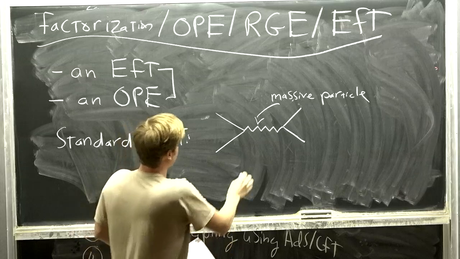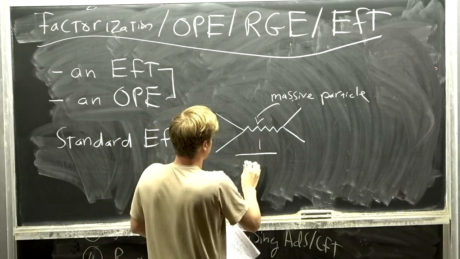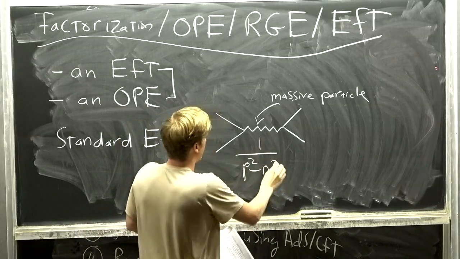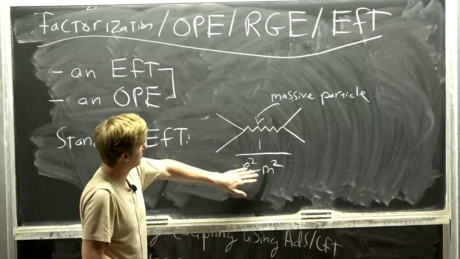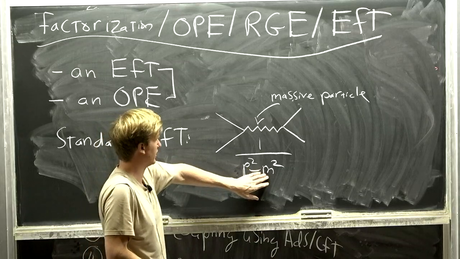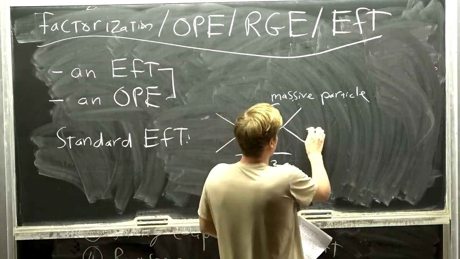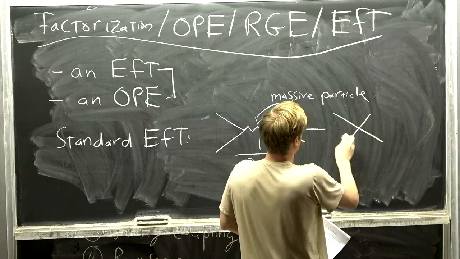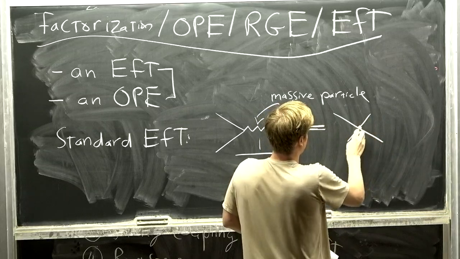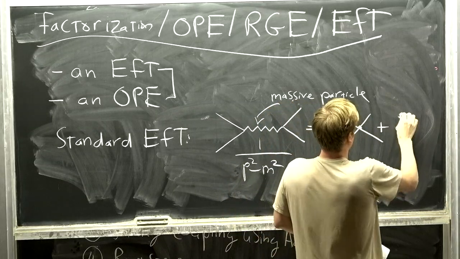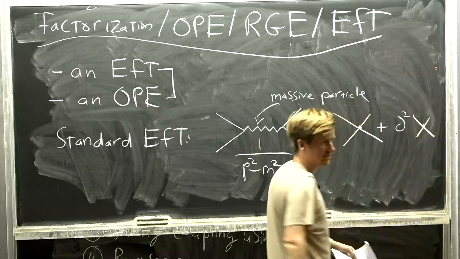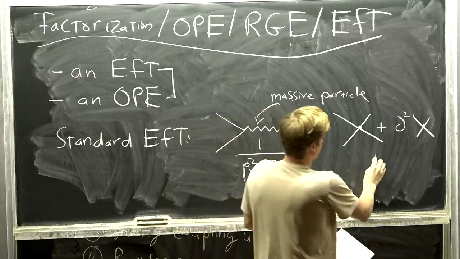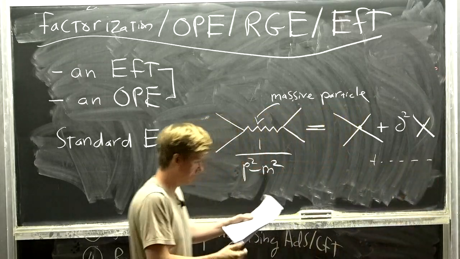And so in particular, because the propagator has this structure, if you're at momentum which is much smaller as compared to the mass of the particle, you can expand this over a set of local operators. I'll just write this like this. And so you can just have an expansion in terms of local operators in your theory.